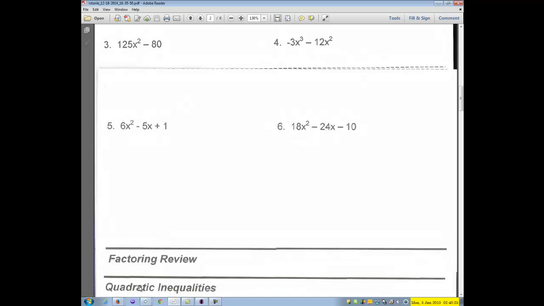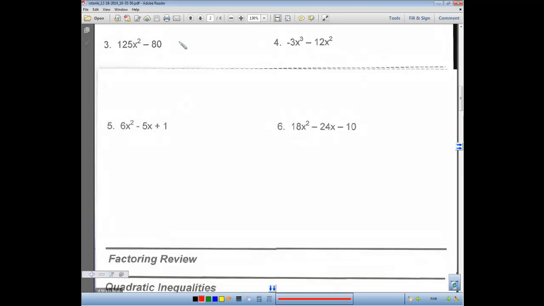Take out the GCF first. Both of these terms have a 5 in common, so the GCF of 125 and negative 80 is 5. And if I pull out a 5, 5 goes into 125 25 times. 5 goes into 80 16 times. This is going to be negative 16.